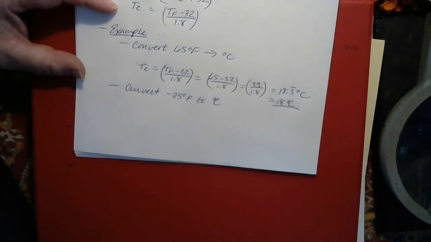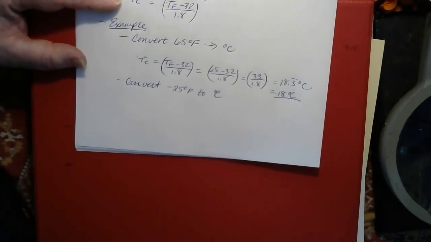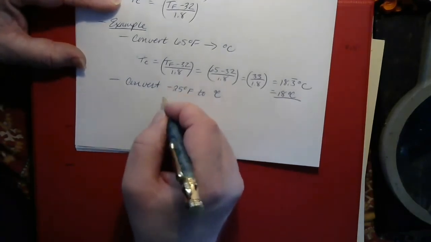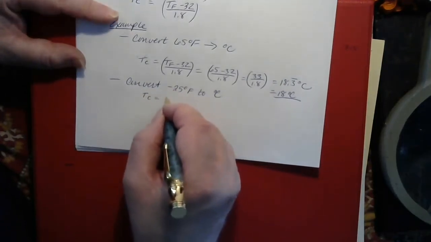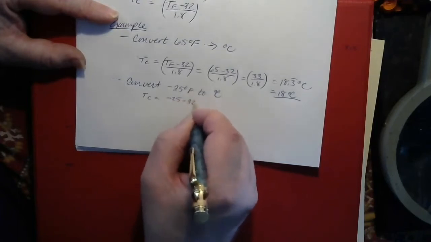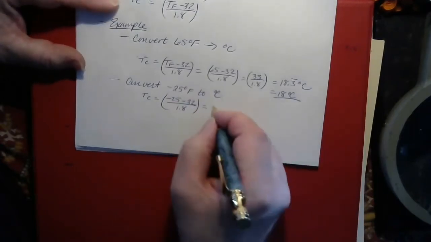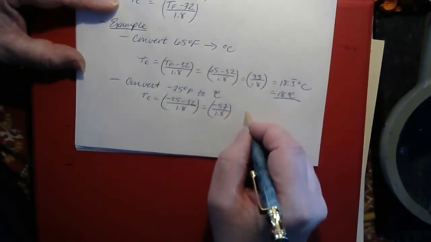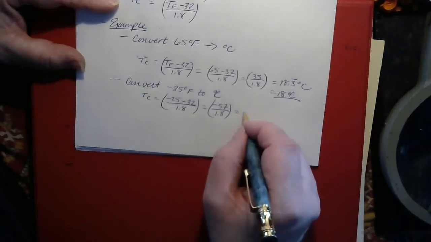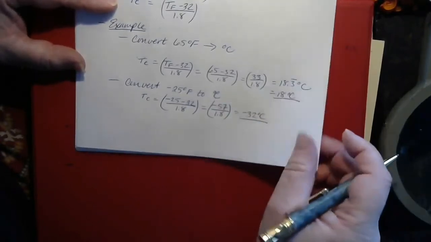So you can also convert something like negative 25 degrees Fahrenheit to Celsius. Negative temperatures are something you have to watch out for because it's easy to get mixed up with all the negative signs. So temperature in Fahrenheit is negative 25. Temperature in Celsius will be negative 25 minus 32 over 1.8. And that means that's negative 57 over 1.8. And that works out to negative 31.92, but we'll round that to two significant figures, and negative 32 degrees Celsius.